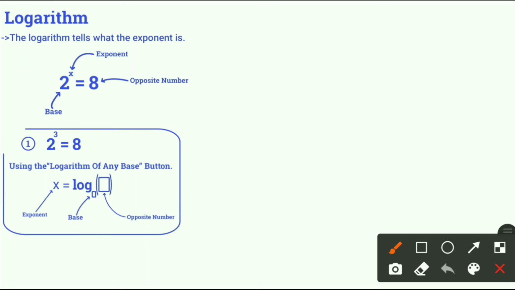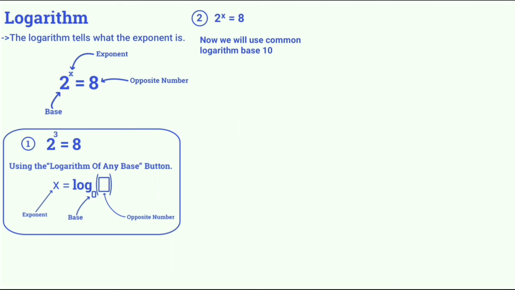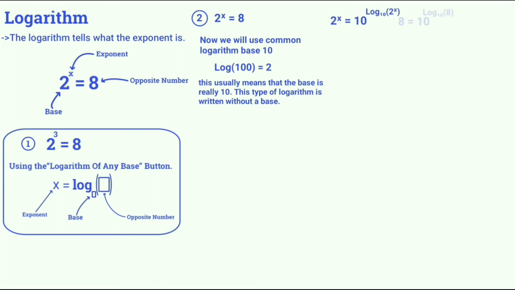How do we find the exponent? x is equal to log base 2 of 8, where 2 is the base and the opposite number is 8. Then you get 3. This is how you find the exponent. We'll use the common logarithm, base 10. Log 100 usually means that the base is 10. This type of logarithm is written without the base. Okay, see it carefully now.